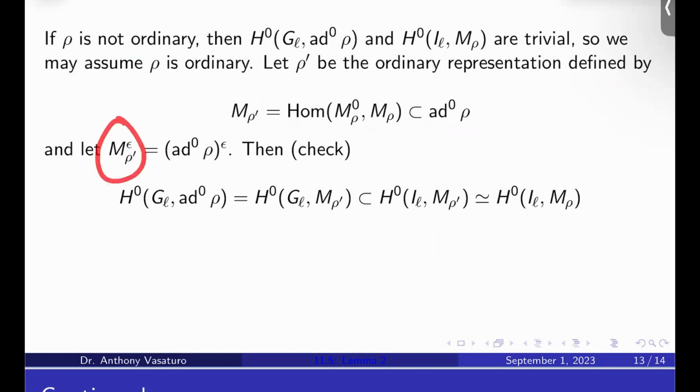And we'll let M epsilon sub rho prime be add 0 rho's kind of cyclotomic piece given by the definition of ordinary. We have like an identity piece and a cyclotomic piece. This will be the cyclotomic piece. You can check by definitions that H0 GL add 0 rho is the same as H0 GL of M rho prime. Okay, so we can actually kind of restrict down here and lose not very much. This is, of course, in H0 IL M rho prime, which is also H0 IL M rho. Okay, so it's like we can kind of just look at rho prime instead of rho briefly.